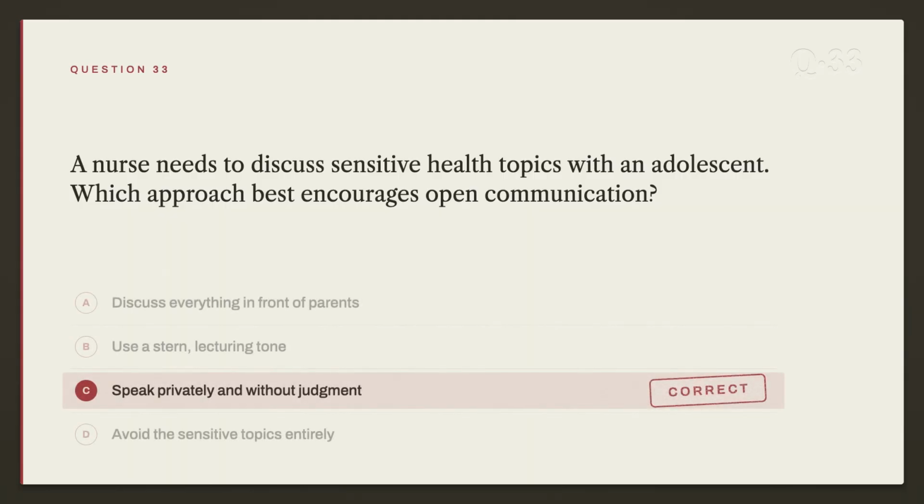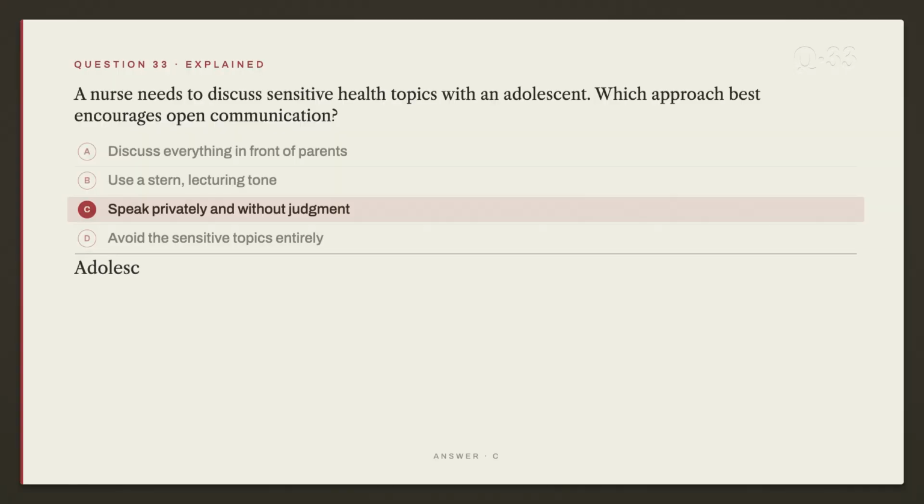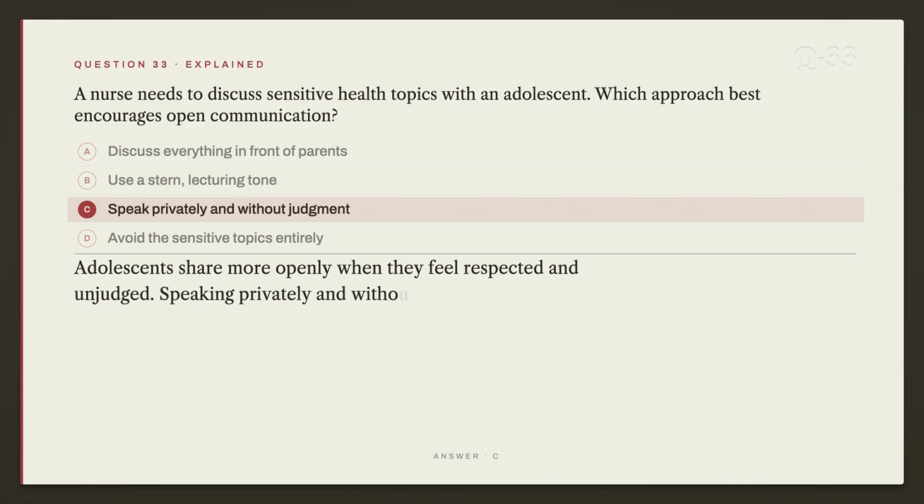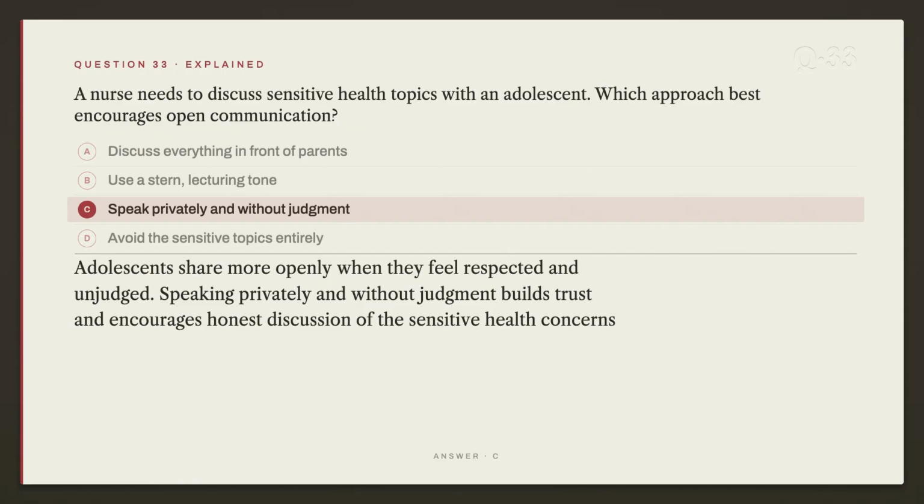The correct answer is C. Speak privately and without judgment. C is correct because adolescents share more openly when they feel respected and unjudged. Speaking privately and without judgment builds trust and encourages honest discussion of the sensitive health concerns an adolescent may have.